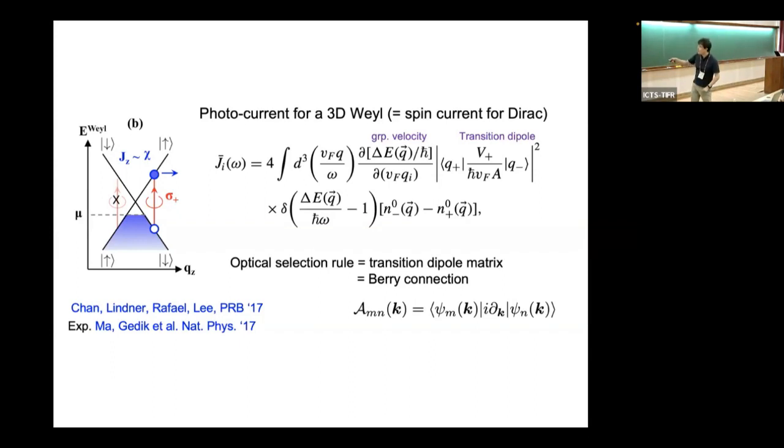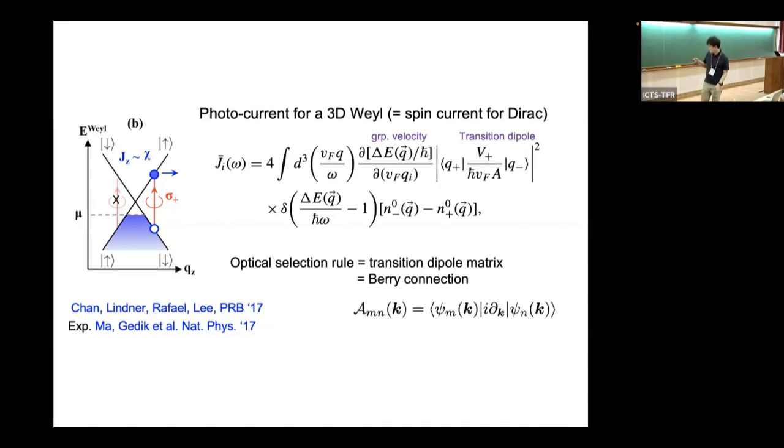So the point is the optical selection rule. If you have a Weyl electron and you consider photo excitation, the excitation probability is different. It really depends on the momentum position. It can be big here and small here. So you have more excitation here. And of course, this transition probability, transition dipole, is given by the Berry connection. So the Berry connection is strongly dependent on the momentum. So that's why you get this strange behavior.